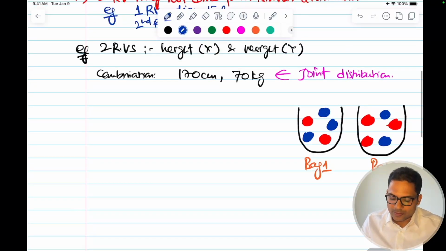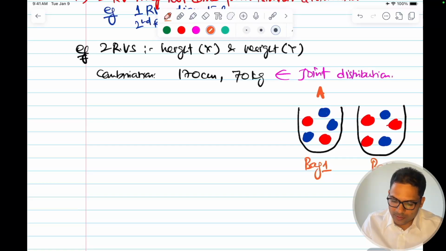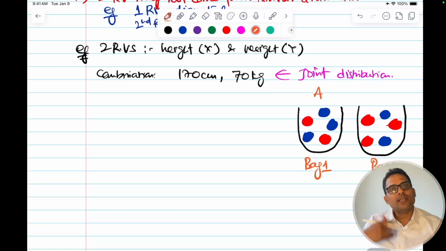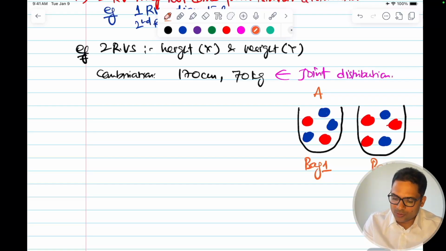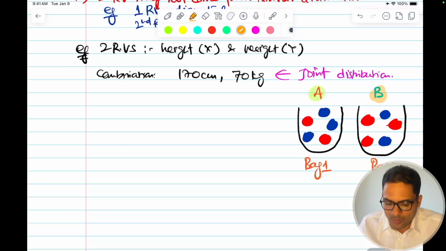And so we will model the random variables as follows. If I choose a ball from bag 1, I will model it using the random variable A, and if I choose from bag 2, I'll model it using the random variable B. So these will be my random variables.